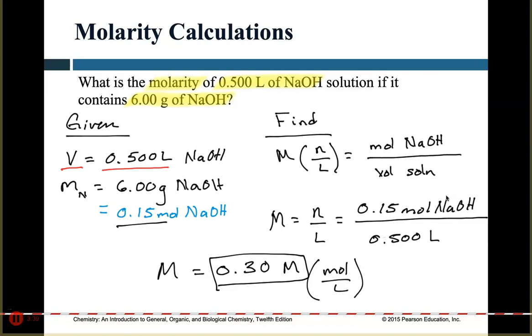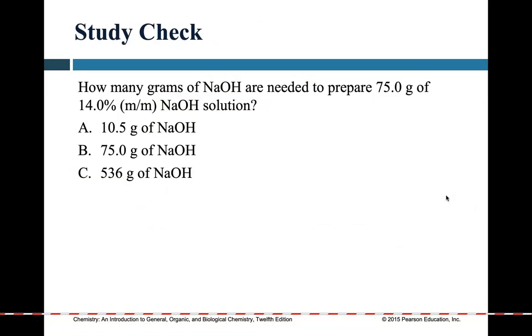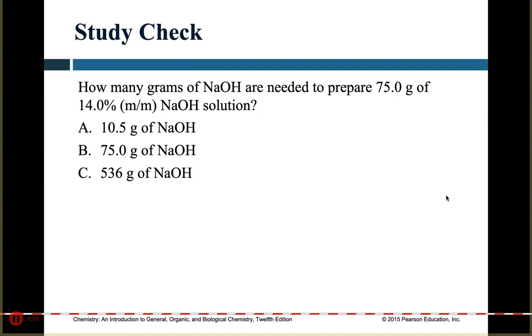Again, some of these problems, I make them seem long. It's mostly because I'm talking through every single step. With practice, you'll get faster at these. So we have another question now. It's asking us how many grams. So instead of giving us the number of grams, it's how many grams of NaOH are needed to make a 75 gram solution of 14% mass per mass. So now we're starting to mix these ideas together, right?